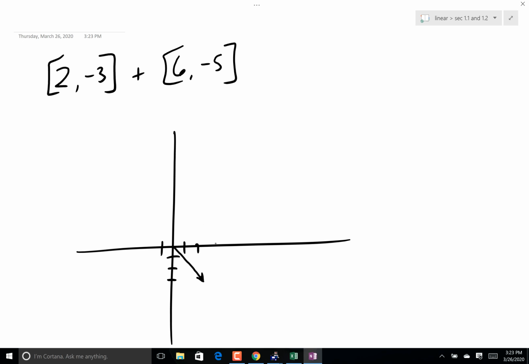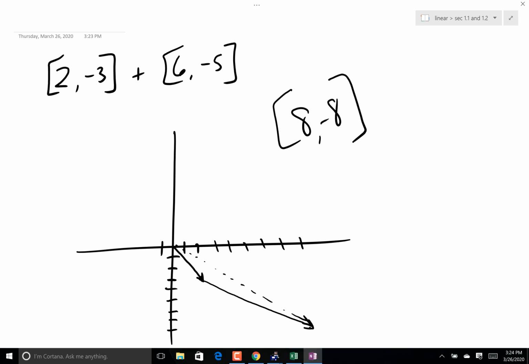And now if I add 6 to that, so I'm going to go over 1, 2, 3, 4, 5, 6, down 1, 2, 3, 4, 5. Put me right about there. Hey, where am I located? The resultant vector, just like we've always done, the resultant is going to be 8 comma negative 8. And you're done. You're home free.